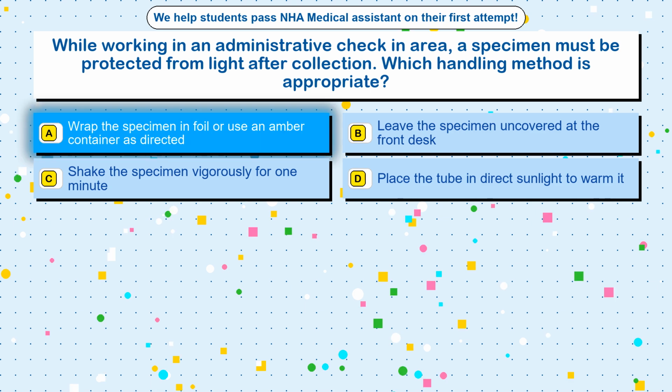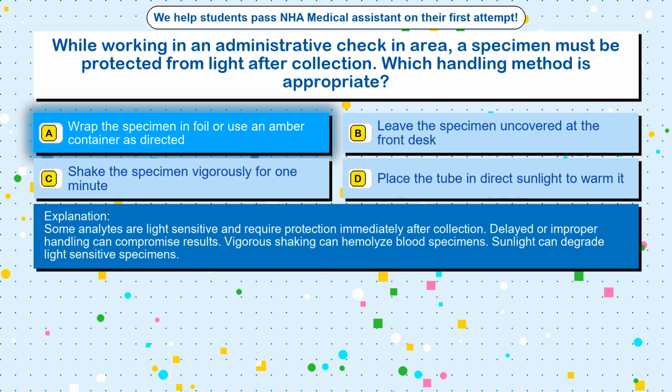The correct answer is option A. Wrap the specimen in foil or use an amber container as directed. Some analytes are light sensitive and require protection immediately after collection. Delayed or improper handling can compromise results. Vigorous shaking can hemolyze blood specimens. Sunlight can degrade light-sensitive specimens.